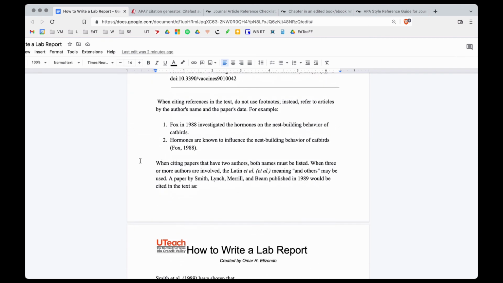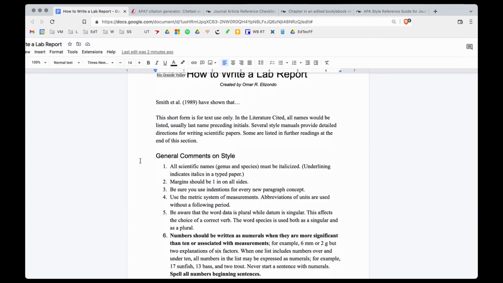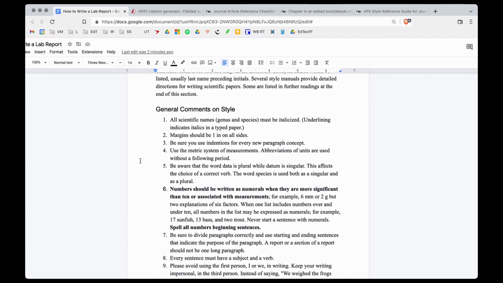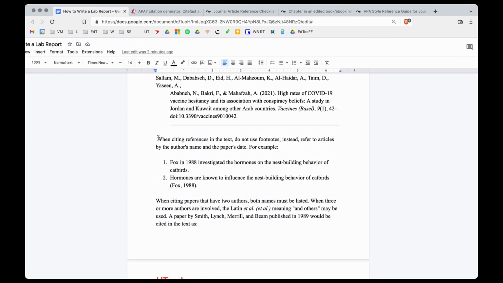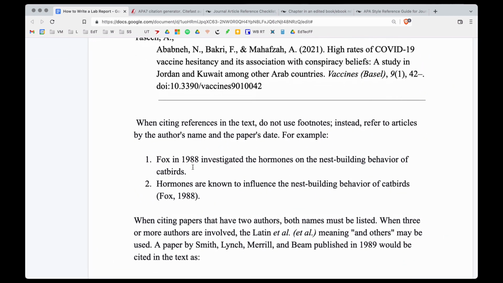So the last part, I'm just going to come down over here. I'm going to show you how to reference in papers, so that way you can understand how that works. And then I'm going to talk a little bit about general styles and writing, okay? So next up is going to be referencing in a paper, in your actual introduction. When you're writing, you want to state the author's name and the year of the paper. You can embed the author's name in the text if you want. For example, this says, Fox in 1988 investigated the hormones of the nest building behavior of catbirds.